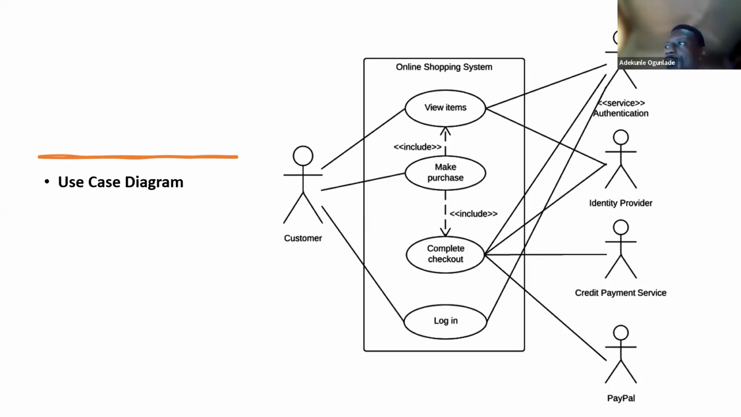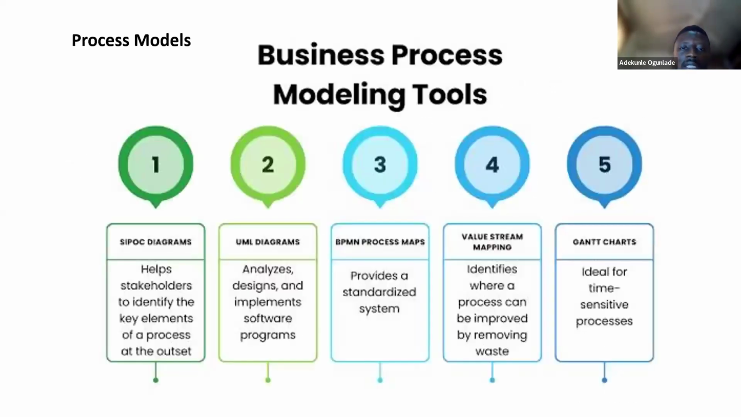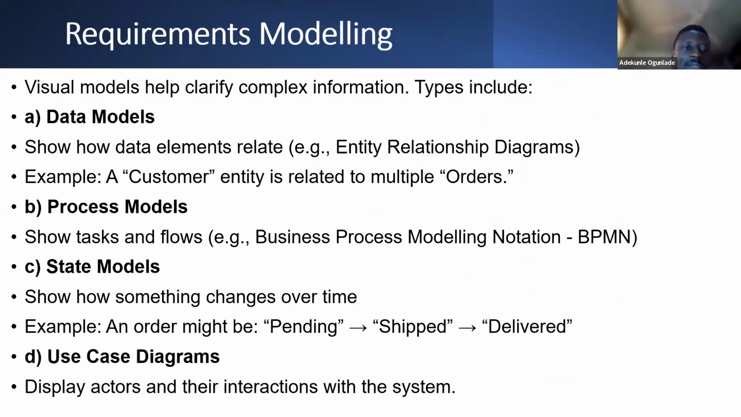Okay, so use case diagram will help us describe the goals that must be achieved, and then it helps us to scope the system. Okay, right here, the customers can log in, complete checkout, make purchase, view items. Okay, and other parts that are connected to the customer. Okay, so that's about the requirement modeling. Use case diagram displays actors and their interaction with the system.